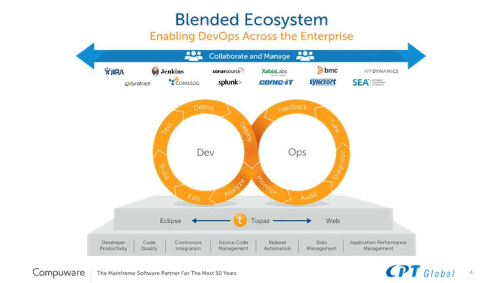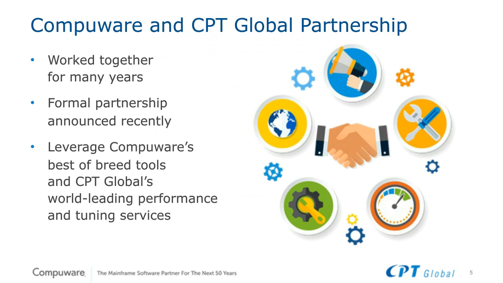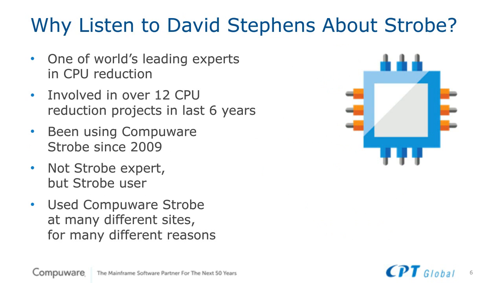So we've done this by creating modernized interfaces and partnering with these companies, creating integrations for our tools through RESTful APIs and other means. Recently, we announced a global partnership with CPT Global, whose unofficial mission has been exactly what DevOps is all about. They want your mainframe code to go faster and with better quality. So we've worked together for many years, and recently in November we announced a formal partnership. They're leveraging our tools, Compuware's best-of-breed tools, with their world-leading performance and tuning services. And with that, I'm going to hand it over to David.